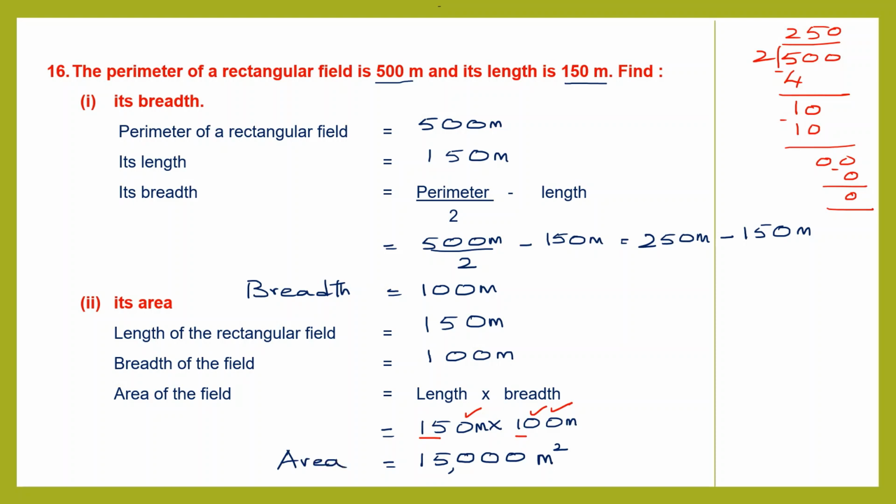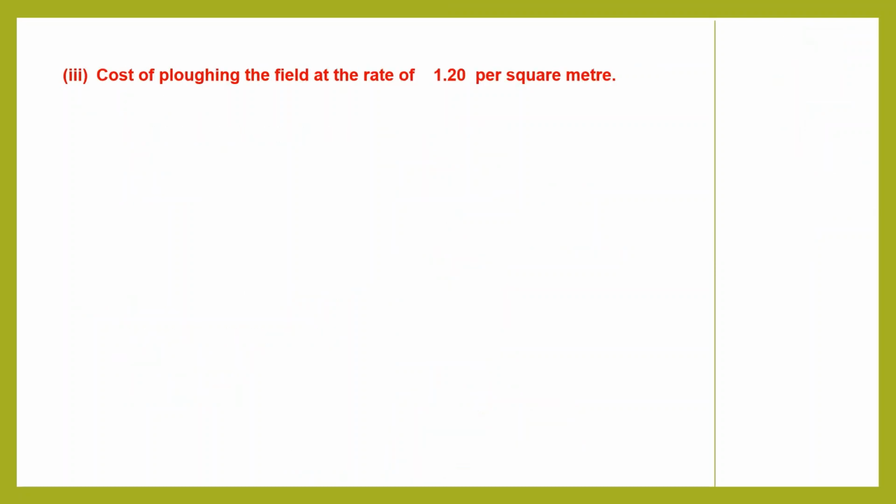So we found the breadth, the answer to the first question, to be 100 meters. And we found area, which is the answer to the second question, to be 15,000 meter square. So here we are asked to find the cost of ploughing the field at the rate of 1 rupee 20 paisa per square meter.